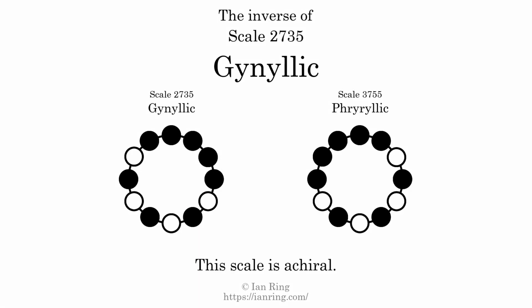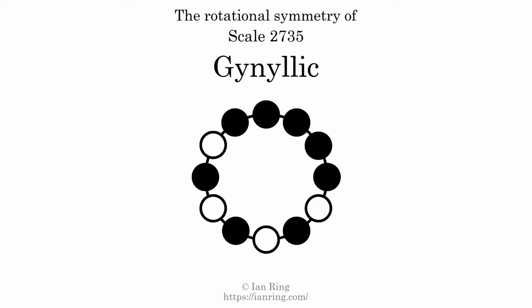The inverse of a scale is a mirror image. It is what you get when the sequence of intervals is reversed. The inverse of this scale is scale 3755, also known as Gynyllic. This scale is achiral, since it can transform into its own reflection by a rotational transformation. This scale has no rotational symmetry.